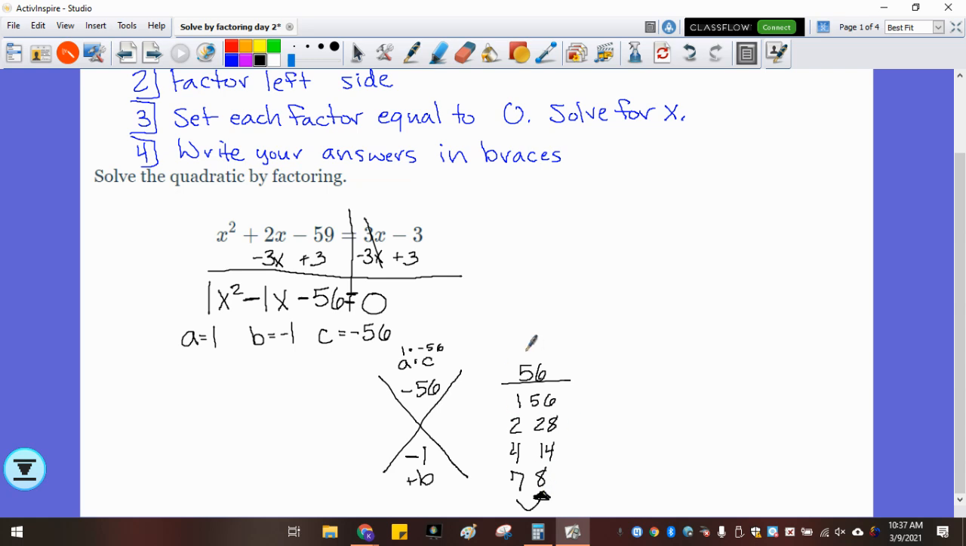So all of these multiply to 56. But which would add or subtract to give me -1? 7 and 8. Which one's negative? 8's negative. If you want to add to a negative, you want the bigger number to be negative. If you want to add to a positive, you want the bigger number to be positive.